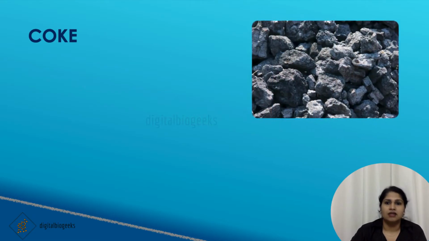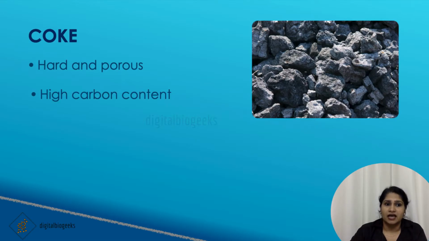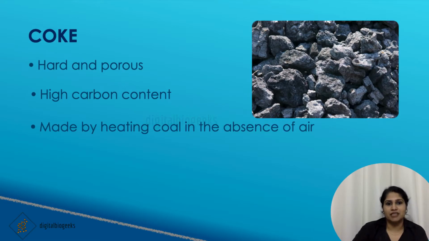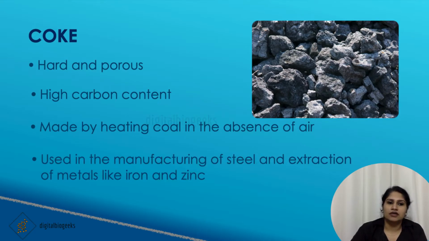Coke. This is coke. Coke is hard and porous. It has high carbon content in it, made by heating coal in the absence of air. Coke is used in the manufacturing of steel and extraction of metals like iron and zinc.